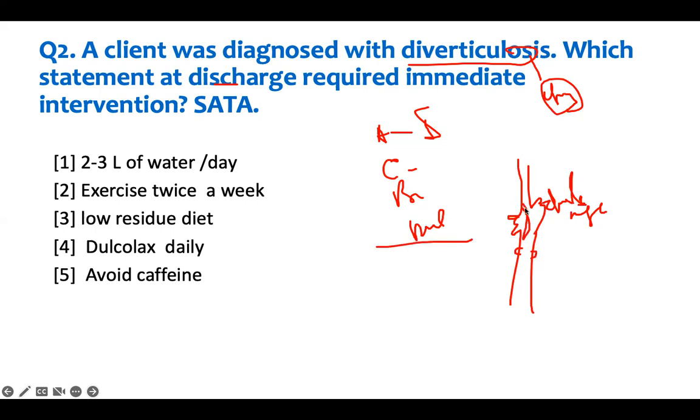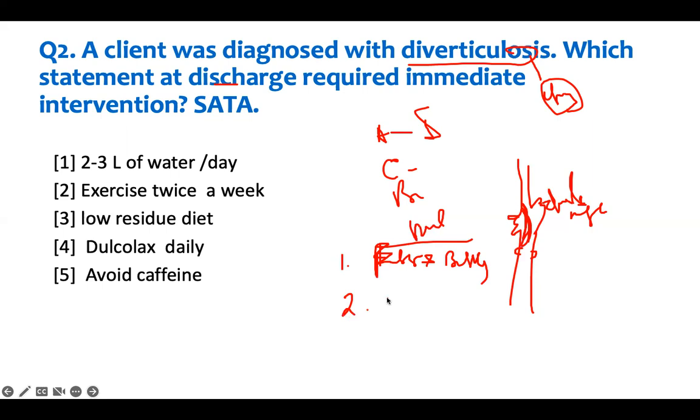To prevent itis is to prevent pressure. We want to prevent pressure over there. This is the easy way for me to explain it to you. It's not actual pressure, but don't worry about it. Take it like that. Okay, we want to avoid too much pressure there. And therefore, we want to make our stool bulky. So that's why you need fiber. So fiber is for bulky stool. That's why we eat fiber.